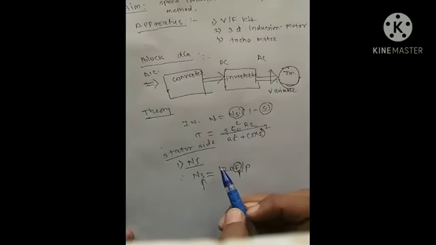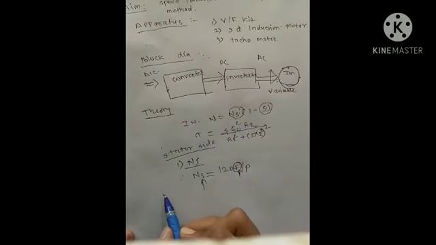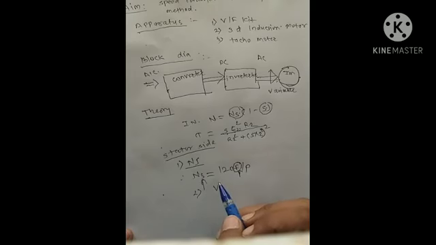Next is supply voltage control, that is V. But this method is rarely used because torque is greatly affected. Torque is directly proportional to E square. Because of that, this method is rarely used.